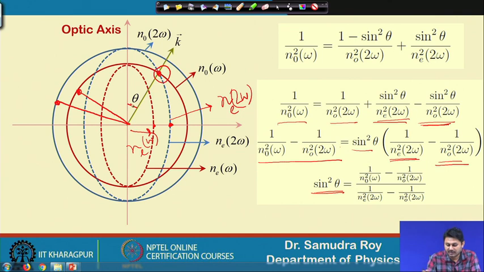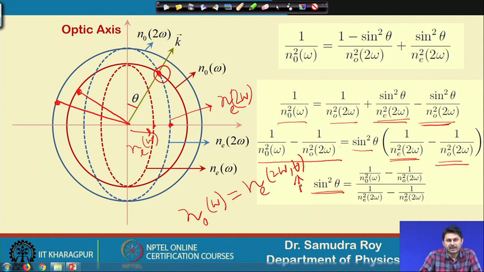That means, this condition where n_o of omega is equal to n_e of 2 omega at theta angle. So, this angle is very important. So, we find the direction at which the phase matching condition is valid. So, in order to find this direction, these are my expressions. Once we have these expressions in my hand, then readily I can calculate the angle at which the phase matching condition is there. That means, maximum efficiency of generating second harmonic will be achieved at that particular direction.